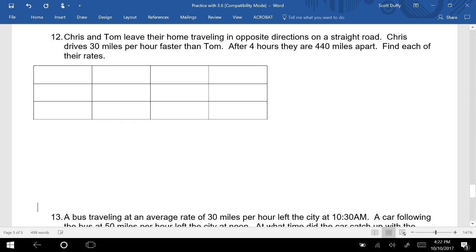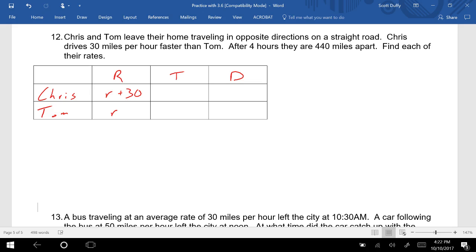Chris and Tom leave their home traveling in opposite directions on a straight road. Chris drives 30 miles per hour faster than Tom. So, here we go. Rates, time, distance. Chris drives 30 miles per hour faster than Tom. So if Tom is going a rate of R, Chris is going R plus 30.